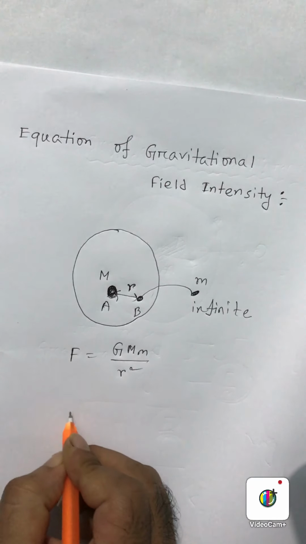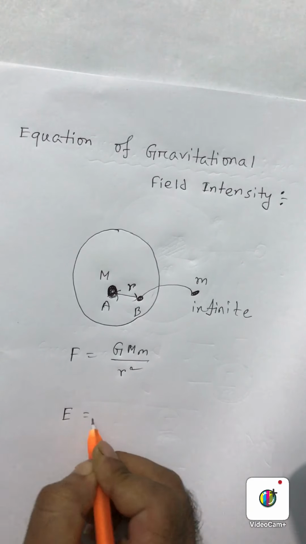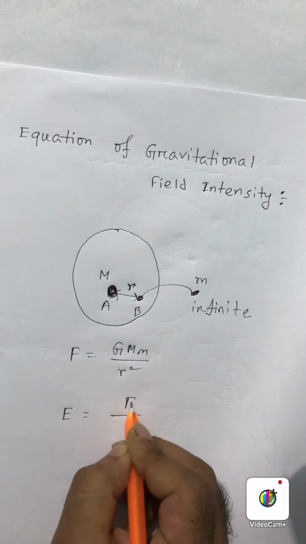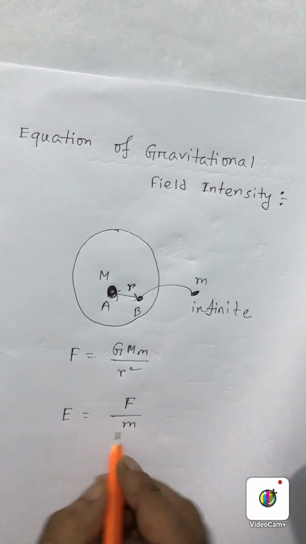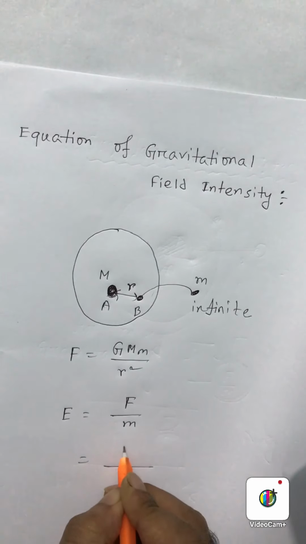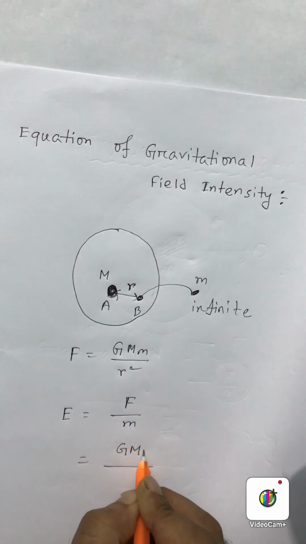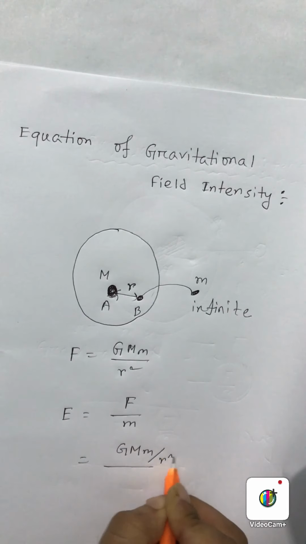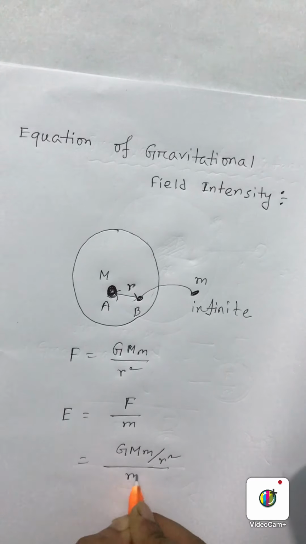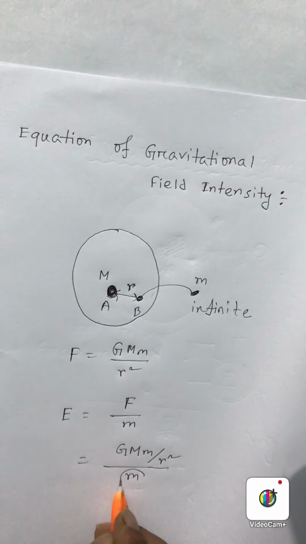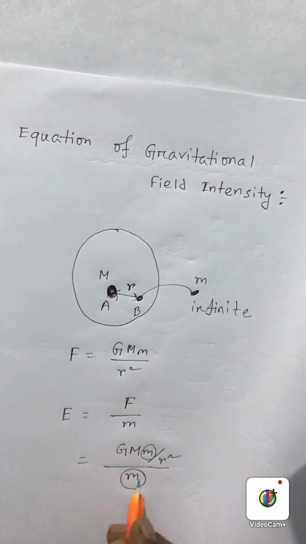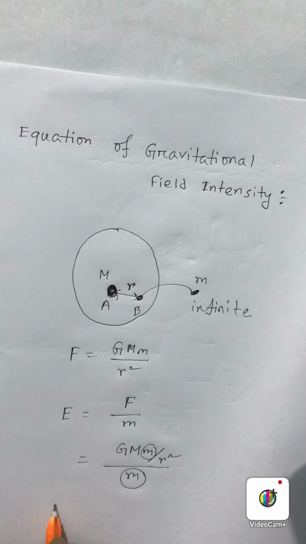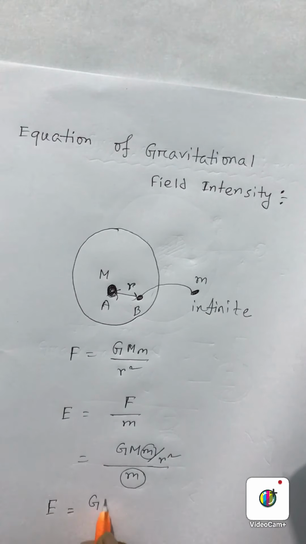Now, gravitational field intensity E equals F by small m, so F is G capital M small m divided by R square, divided by small m. So small m and small m cancel. Now the equation of gravitational field intensity: E equals G M divided by R square.